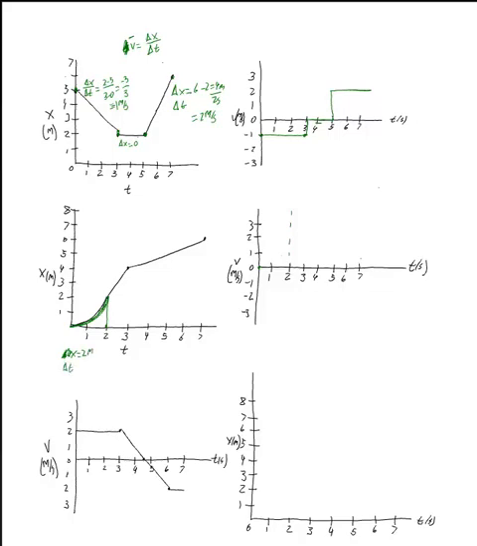Our change in time is 2 seconds, which tells me my average velocity is 1 meter per second, but it was only going 1 meter per second for maybe 1 instant in time. But I also know from a velocity time graph that area equals displacement.